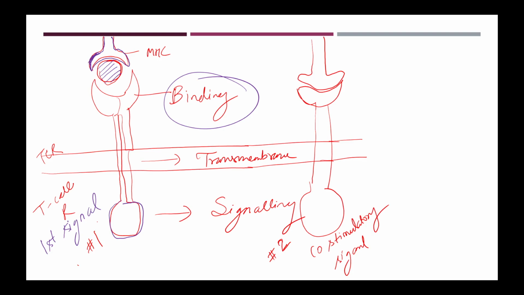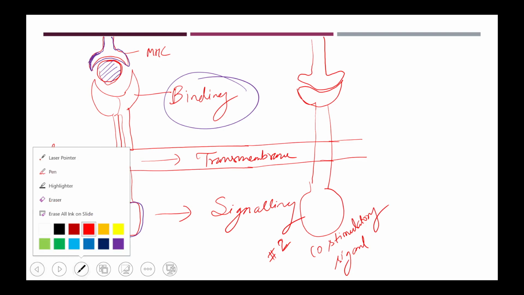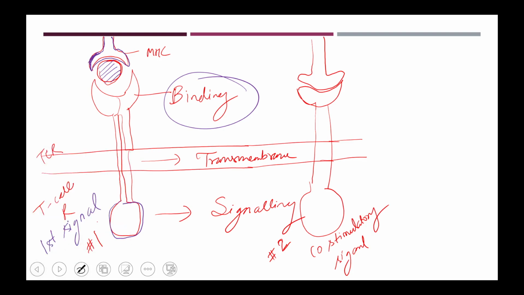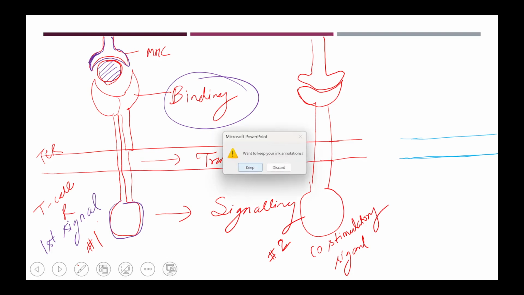Here, in the modified T cells, or the CAR T cells, scientists genetically engineered such T cells. The first limitation was this: they will only bind to those antigens which are presented on the MHC molecule or via the MHC molecule.